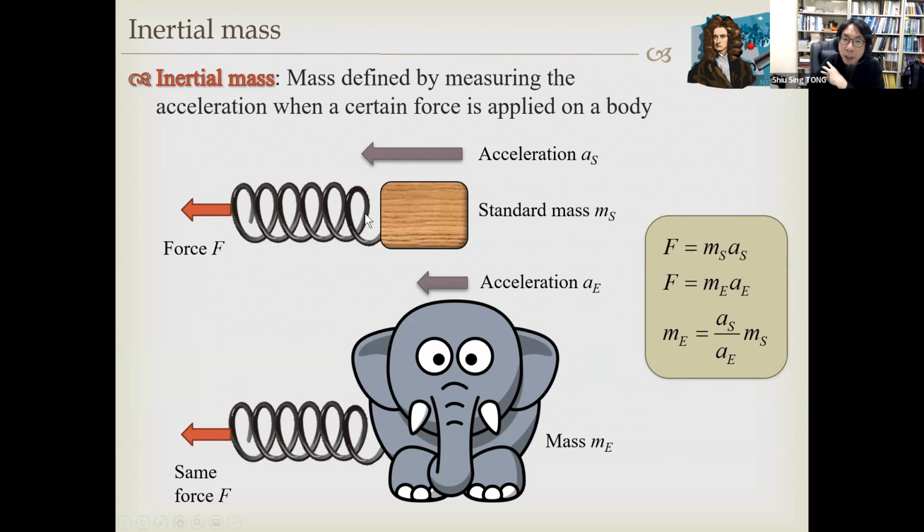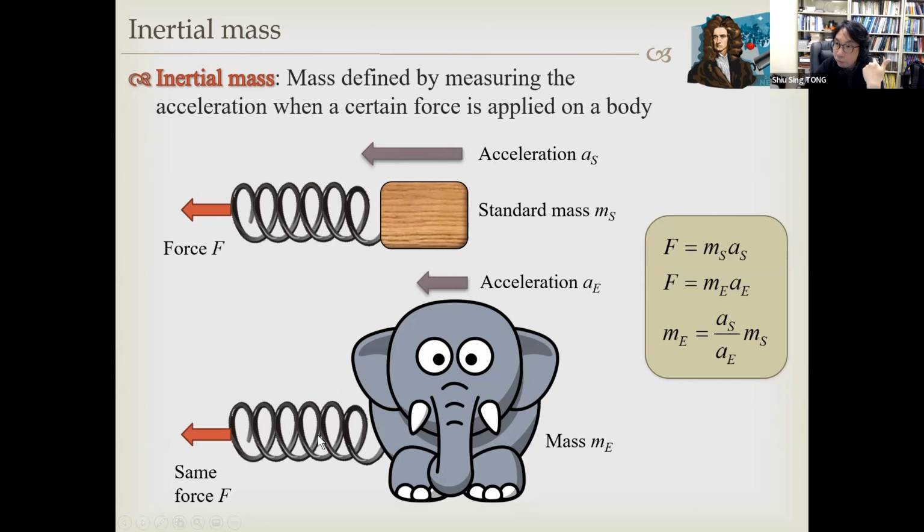Now I apply a force on the mass. I apply this force, say, by using a spring. When the spring has a certain extension, the force is equal to F, say. So the mass will be accelerating by the force, right? And I assume that the acceleration is AS.